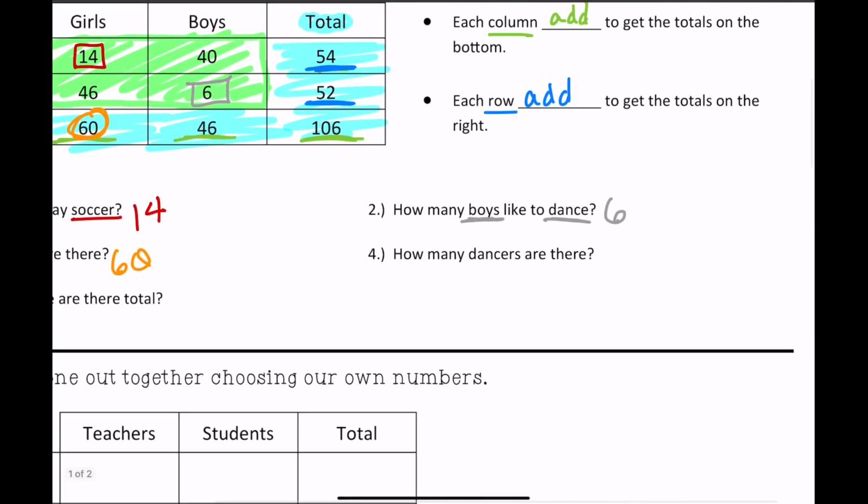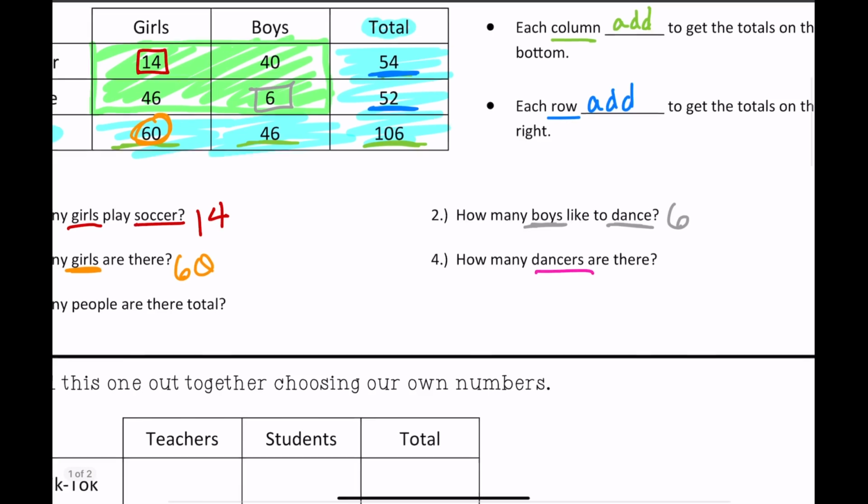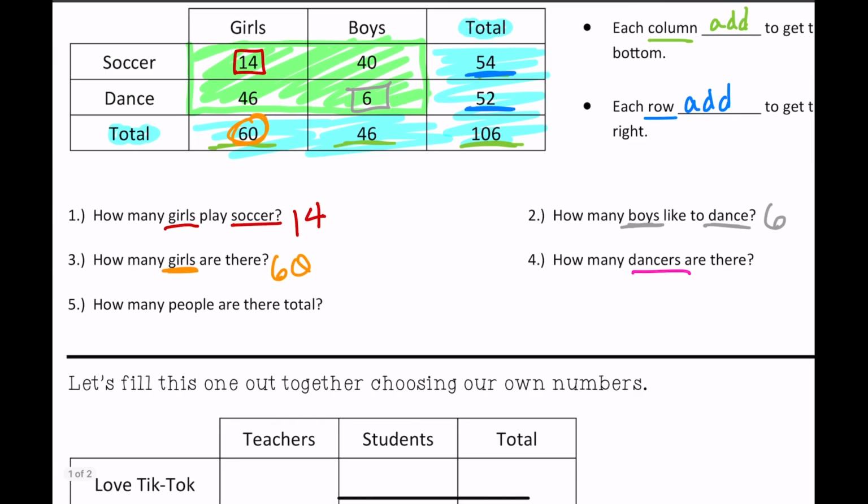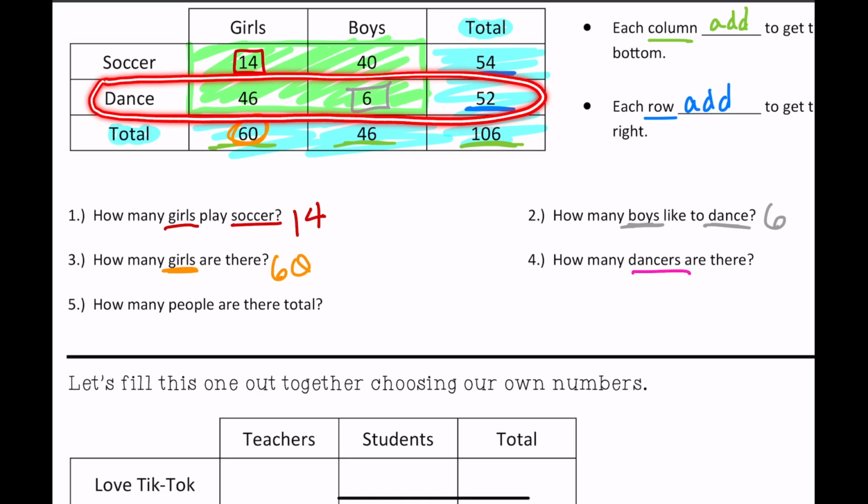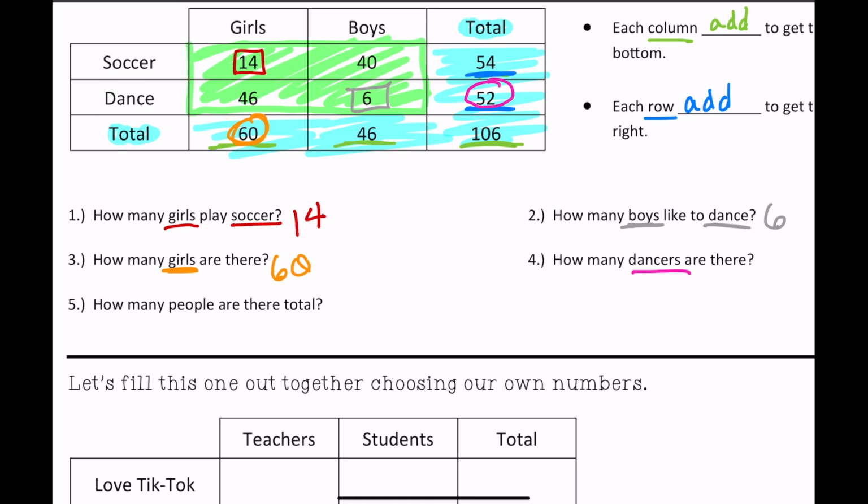Okay? Next one we got, how many dancers are there? So we're only talking about dancers. We're trying to figure out what's the total for dancers. Does it say total? No, it does not. You have to understand that's what it means. So here's dance. We're trying to figure out how many dancers there were. And if I look, the total here says 52.